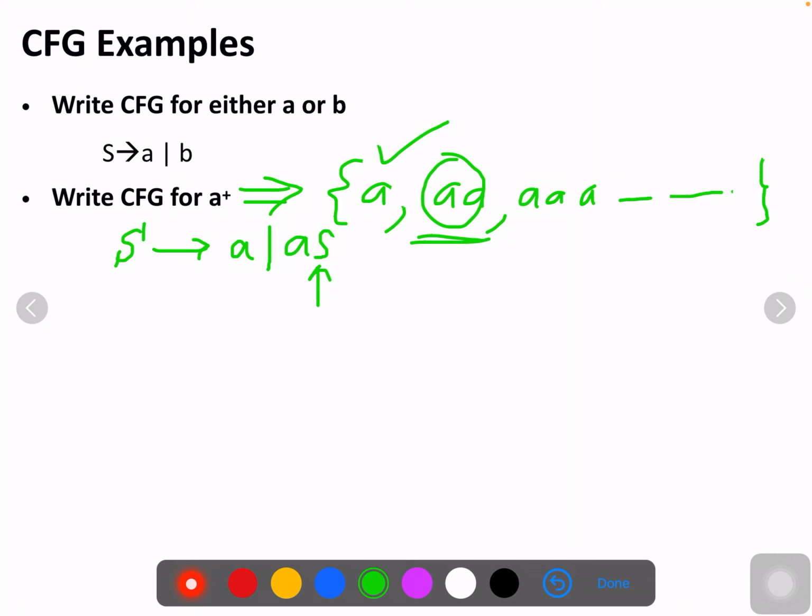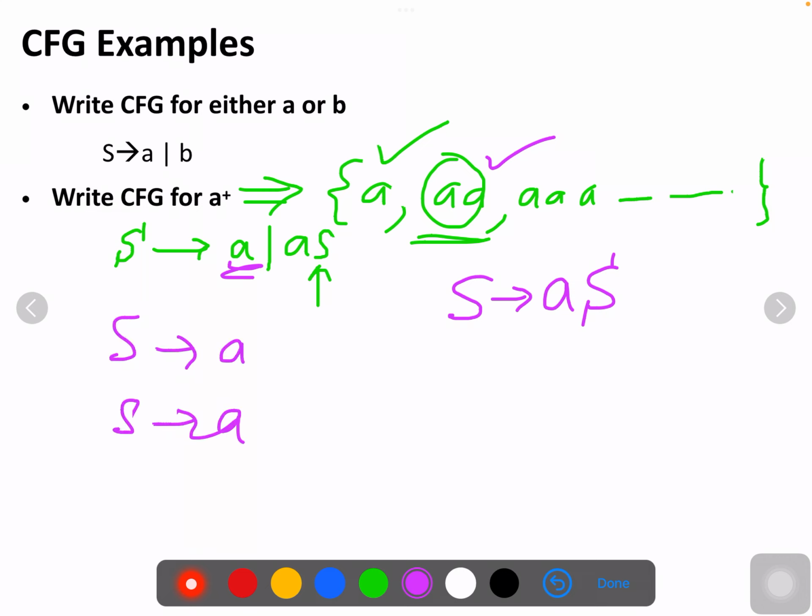Look at this. How do you generate 2 A's? I'll start with S. I want to generate 2 A's. There are two rules: S gives A, and the other rule is S gives AS. I want to substitute because I want to generate 2 A's. This S is substituted by what?